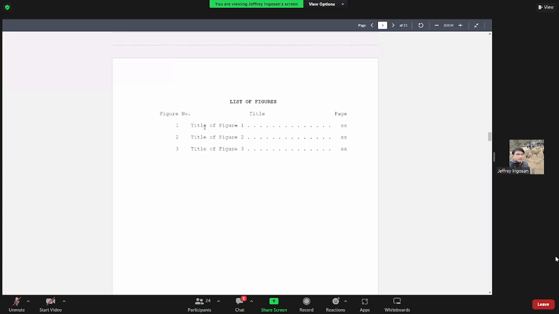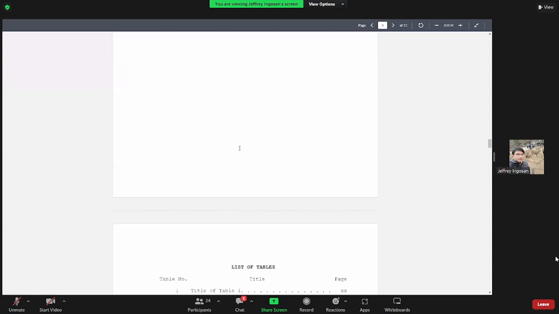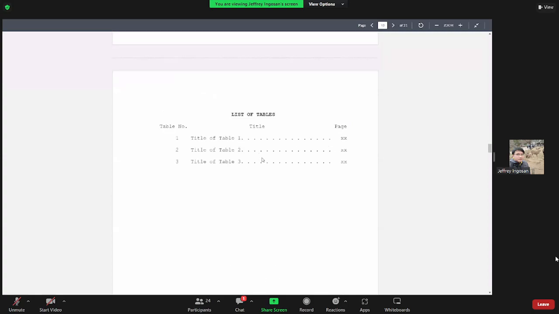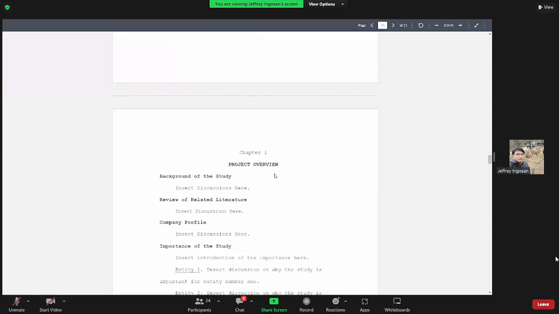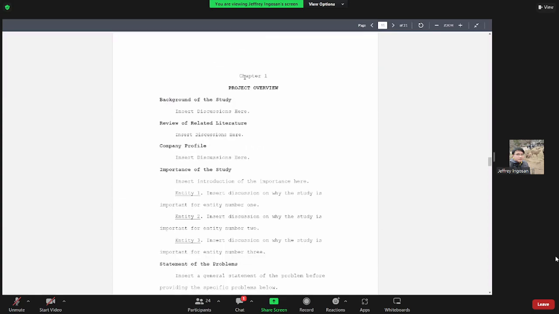And then the last dots are also aligned, and then you put the actual pages where the figures are found. That's also true for the tables. And then we have here Chapter 1. So for Chapter 1, you notice we have here the chapter number, and then we have here the chapter name.